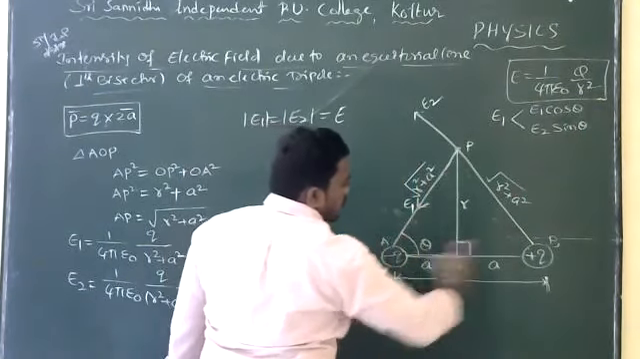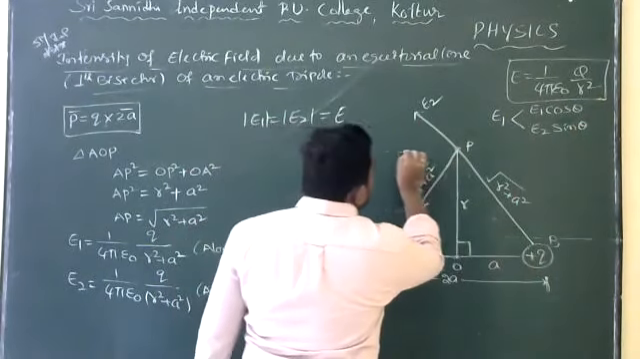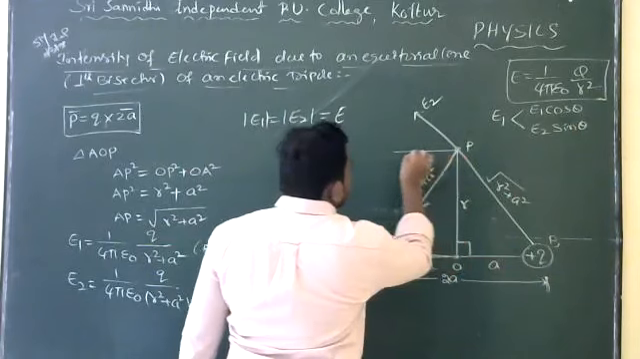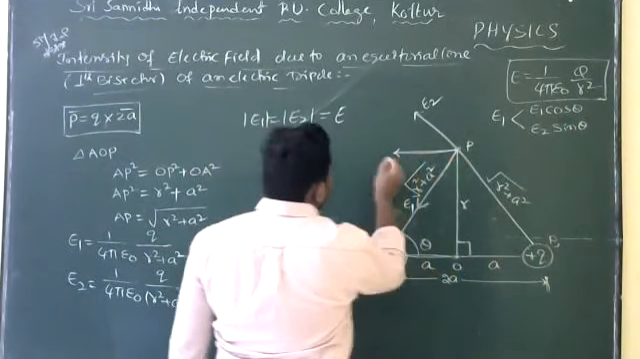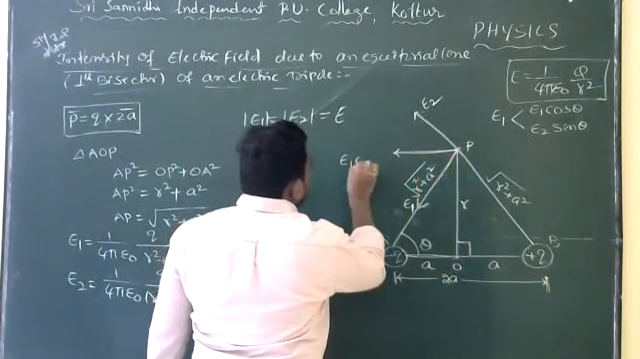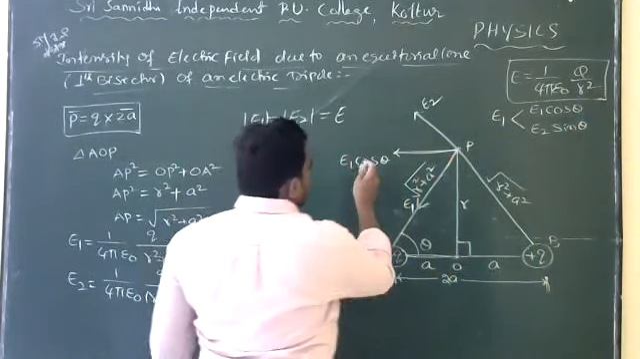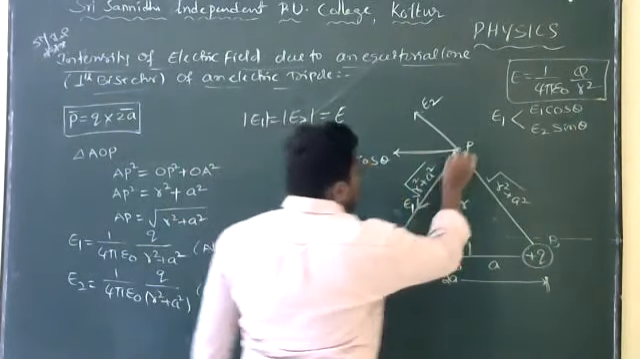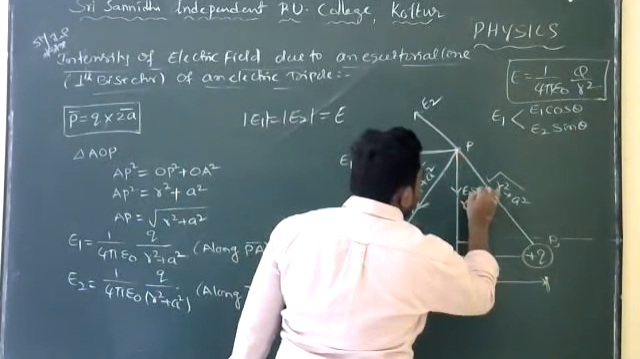E1 makes an angle theta with the horizontal. It can be resolved into two components. One is E1 cos theta, which is the horizontal component, acting in this direction. The other one is E1 sin theta.